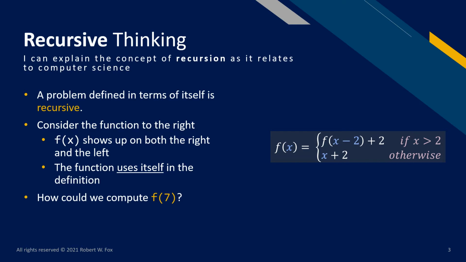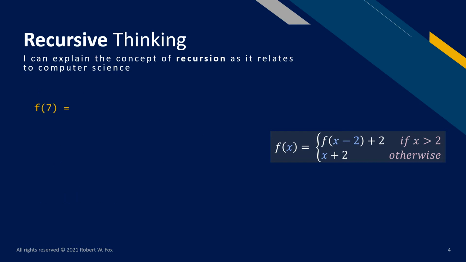So how does this play out? Well, let's look at an example where we try to compute f of 7. In order to find f of 7, we know from math class that we need to take our 7 and substitute it in for x in our function. We've got two choices. If our x is greater than 2, we'll use the top expression, and otherwise we'll use the bottom expression. So since 7 is greater than 2, we'll substitute our 7 right here and end up with f of 7 minus 2 plus 2.